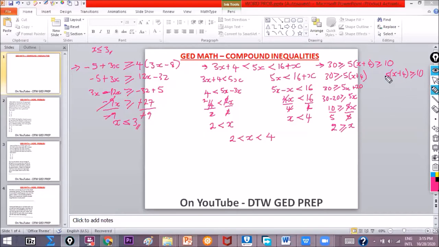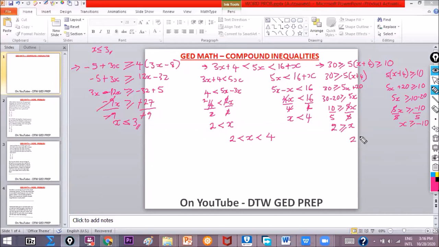Now let's resolve this. Let's open up this bracket. We have 5x plus 20 less than or equal to 10. Then take 20 to this side. We have 5x is less than or equal to 10 minus 20, which is minus 10. We divide by 5, this will cancel out. So we have x is less than or equal to minus 10 divided by 5. So we combine both answers.